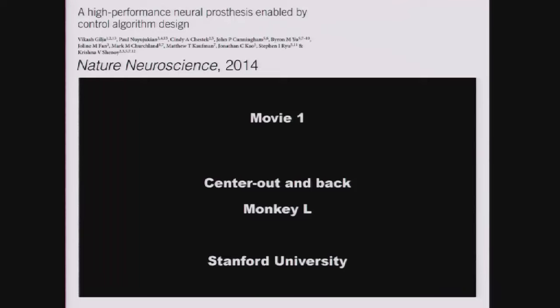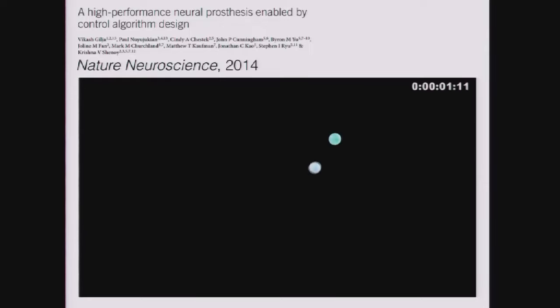Okay, so first, I feel like this is a great opportunity for me to represent a community of researchers, and in order to do that as well as possible, I'm going to let the work of Vikash Gilja and Paul Nuyujukian, who's now a faculty member at Stanford, out of Krishna Shenoy's lab. This is a video that represents the state of the art of what we can achieve with invasive technologies and sophisticated decode algorithm design. That's fantastic.